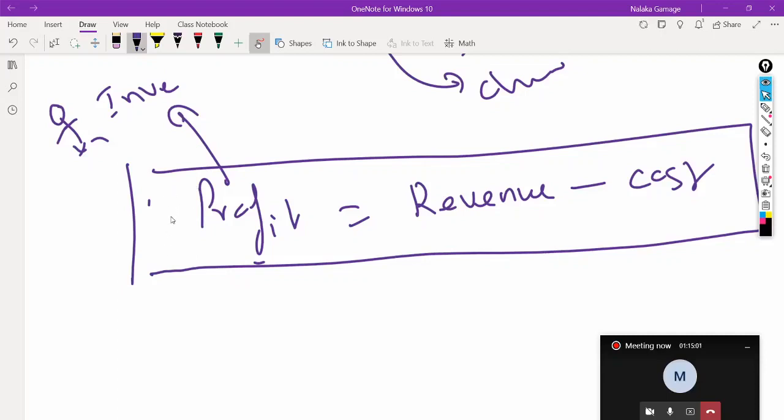And of course, higher the profit, higher the return for the investment. And of course, higher the profit, higher the benefit for the employees as well, because when you have a higher profit, usually the business organization is in a better position to share that benefit with their employees as well. So that is why you get something called bonus, etc.